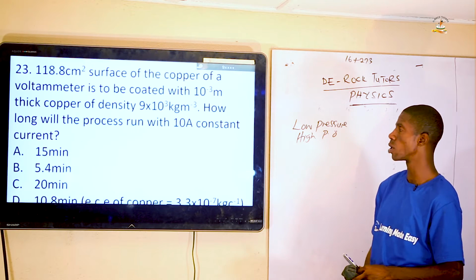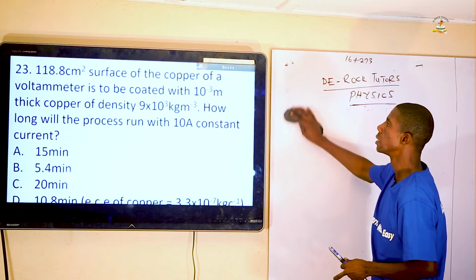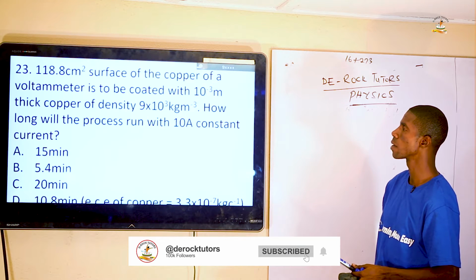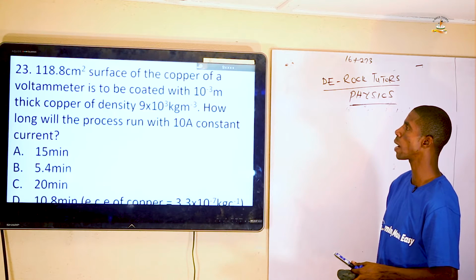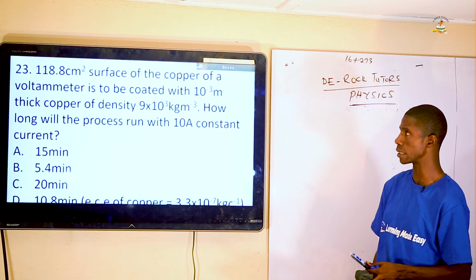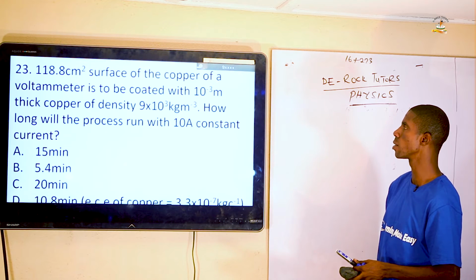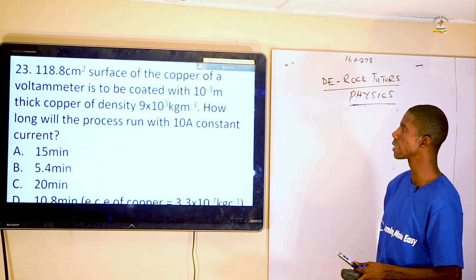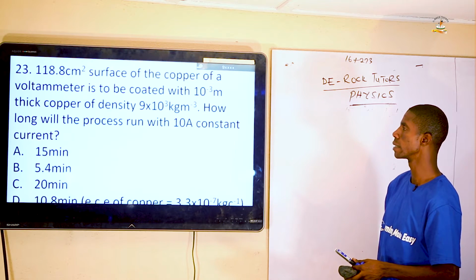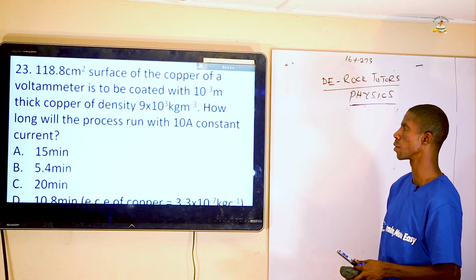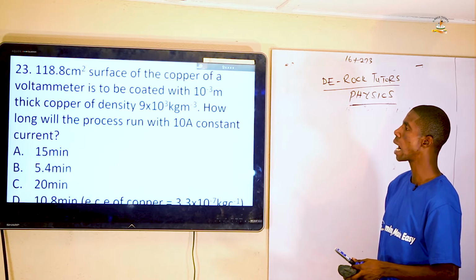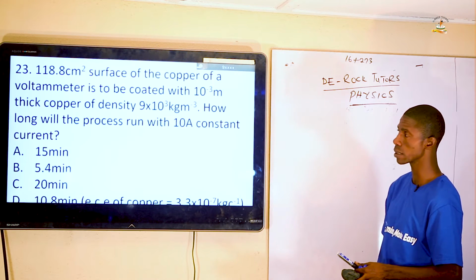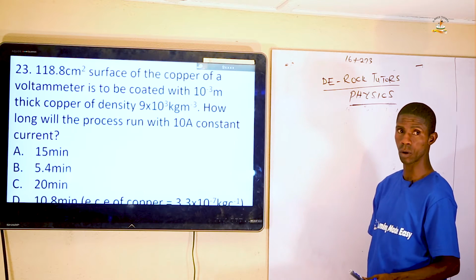So for this next question, we have a 118.8 centimeter square surface of the copper of a voltameter that is to be coated with 10 raised to the power minus 3 meter thick copper of density 9 multiplied by 10 raised to the power 3 kilogram per meter cube. Then the question now: how long will the process run with 10 ampere of current at constant current?